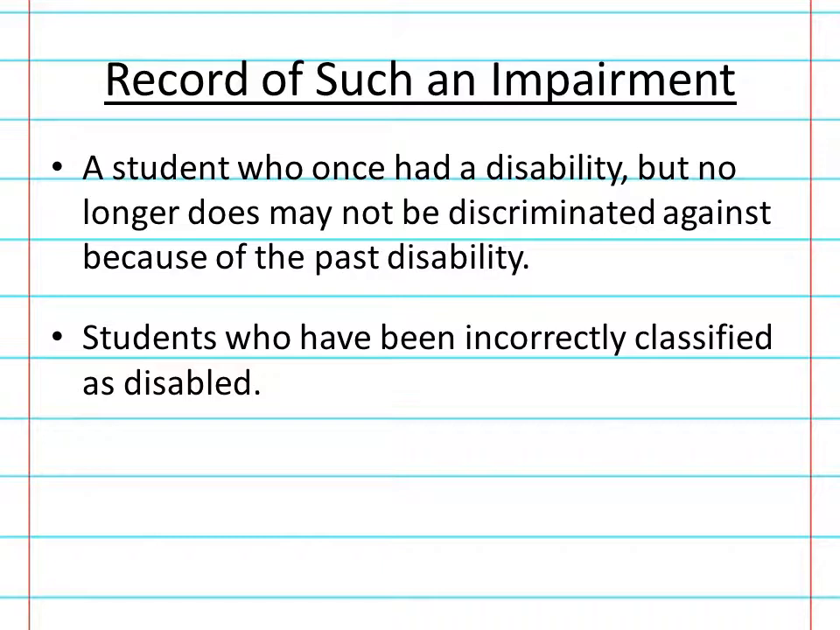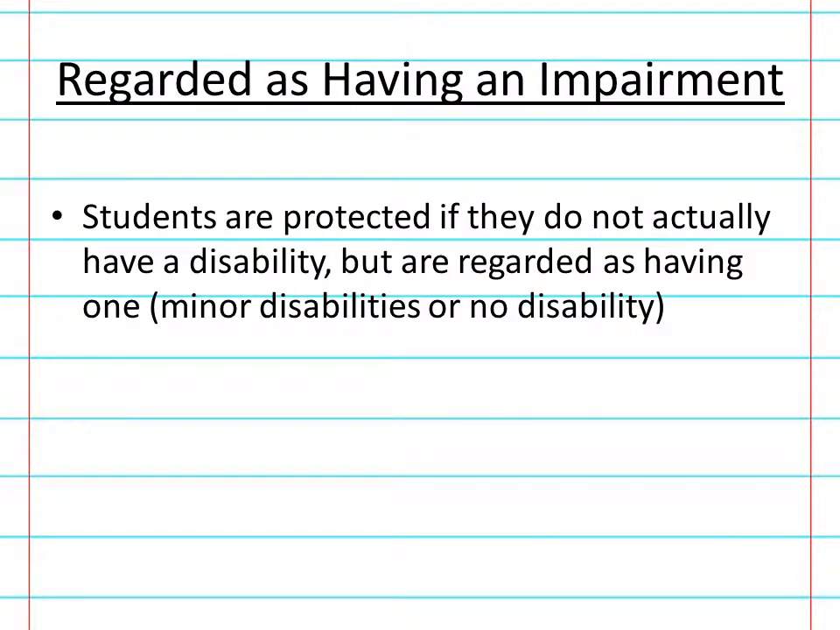Now the next two pieces, has a record of such an impairment or is regarded as having such an impairment, don't typically apply to schools as much as they do to higher education and employment. But a record of such impairment is a student who once had a disability that no longer does, who may be discriminated against because of that past disability, or students who have been incorrectly classified as being disabled. Now the next part is regarded as having an impairment, and this is students are protected if they do not actually have a disability, but are regarded as having one. This could be a student who might have some minor disabilities or no disability at all, but they might have that diagnosis, but it isn't limiting their major life activity, or it's not substantially limiting them. It's just kind of a mild effect on them.